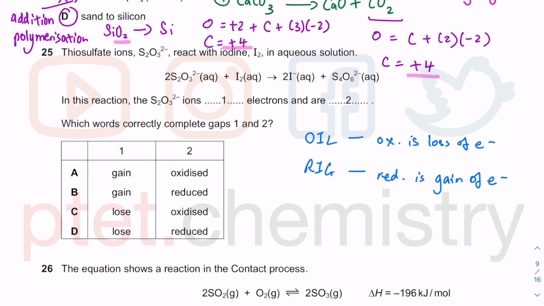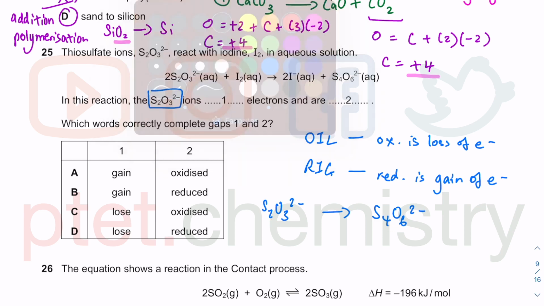So what do we see here? We see the S2O3 2 minus. So that's what I'm going to do, just focus on the S2O3 2 minus going to S4O6 2 minus. You can see that 2 times 2 is 4, 3 times 2 is 6. So what I'm going to do is put the 2 in front.